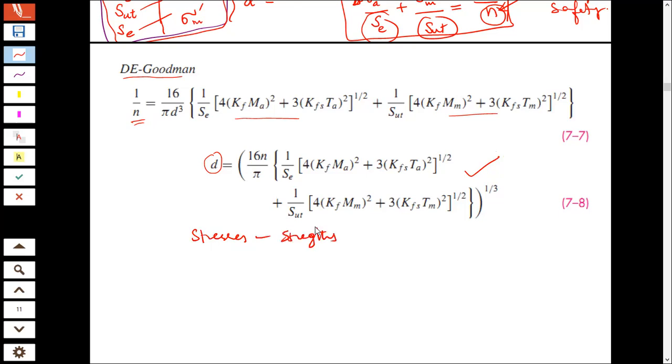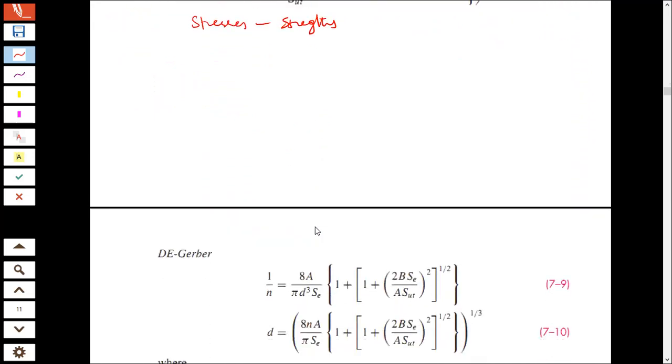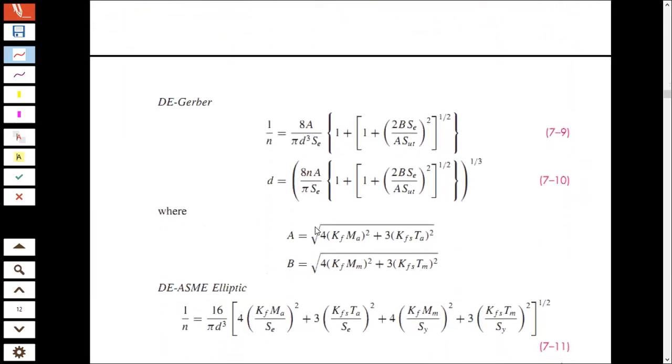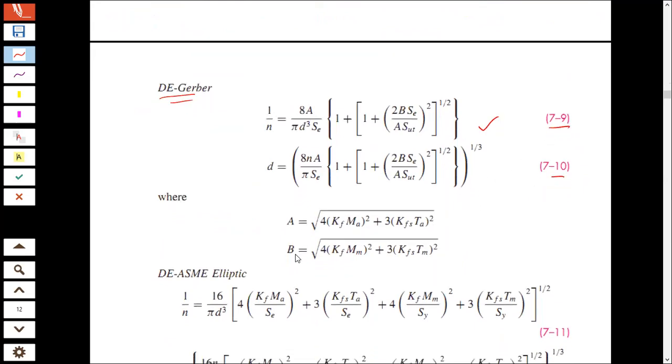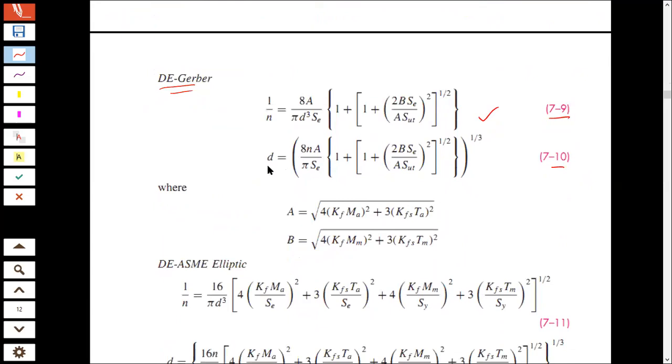Okay? Now, there is another criteria which is the D. Gerber, and the D. Gerber criteria, your 1 over n, which is the factor of safety, is equal to this. Well, you just read this equation, which is 7-9 and 7-10, and you can find your diameter by using 7-10, where the values of A and B will be these.